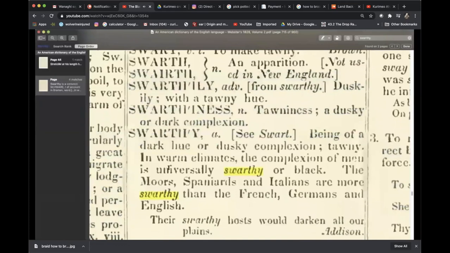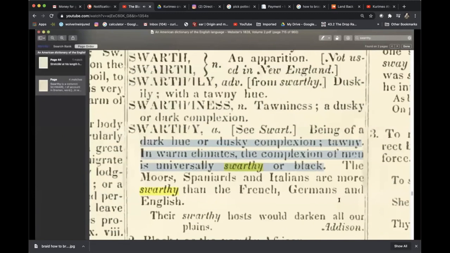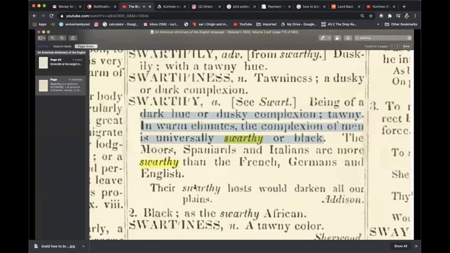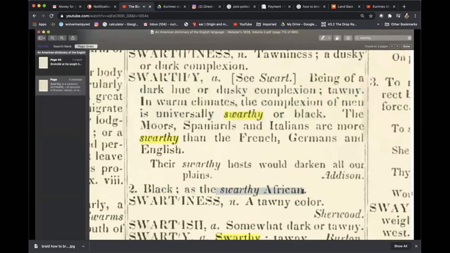In warm climates, the complexion of men is universally what? Swarthy or black in warm climates. Is there only warm climates in Africa? No, we have warm climates all over the world. The Moors, Spaniards, and Italians are more Swarthy than the French, Germans, and English. It says, their Swarthy hosts would darken all our plains. Swarthy, black, as the Swarthy African. So the African is Swarthy.